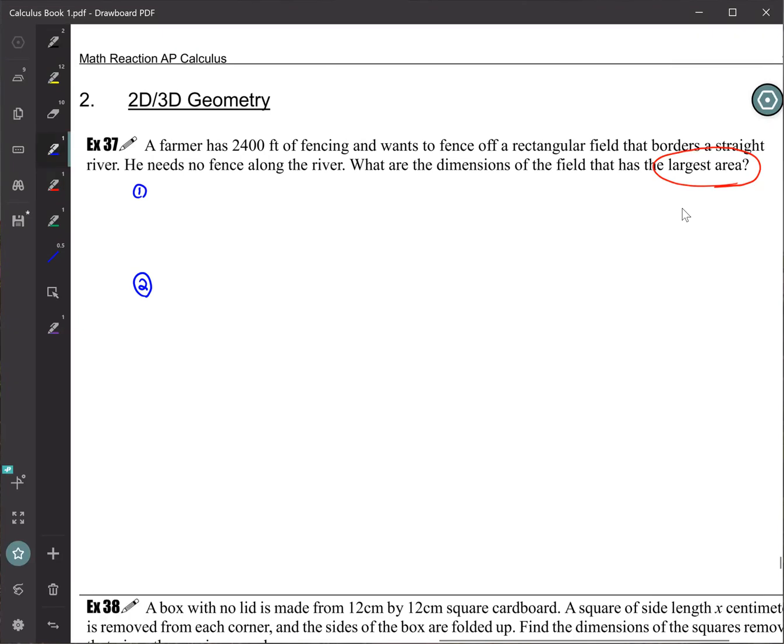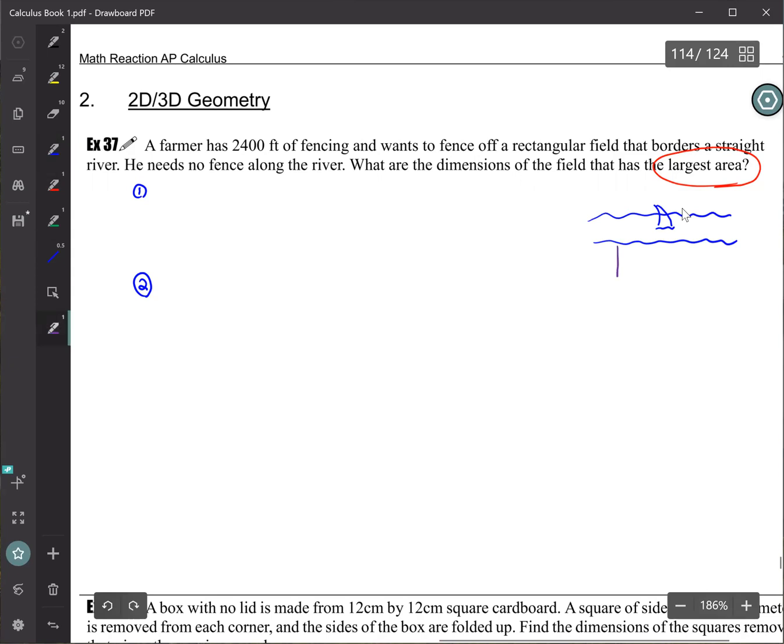Draw a picture, okay, on the side. River, with a shark inside. And then you put fence. Rectangular field, right? Those are grass.